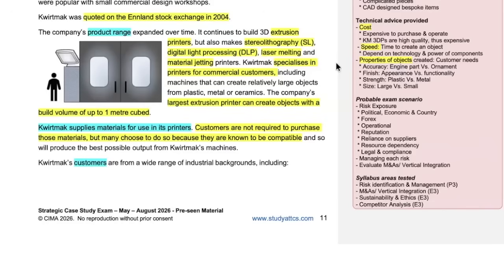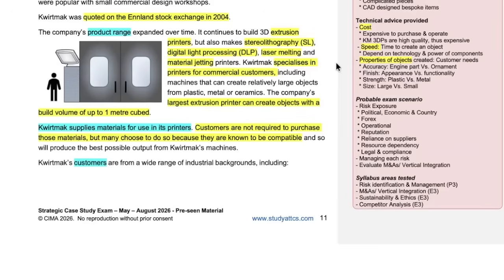And also, in terms of speed, this is tied to the time taken to create a certain object, and the time taken to create a certain object depends on the technology and the power of components used within a 3D printer. Again, this is where we need to provide technical advice, because a customer who wants to utilize our 3D printers will be clueless of the technology within the 3D printers, as well as the power of components. So we are aware of these elements.